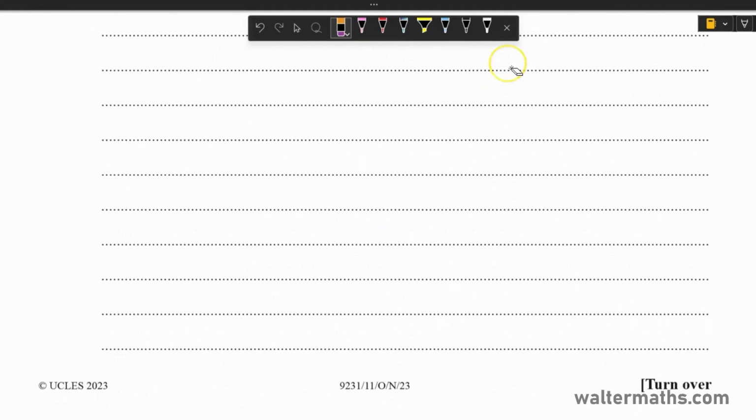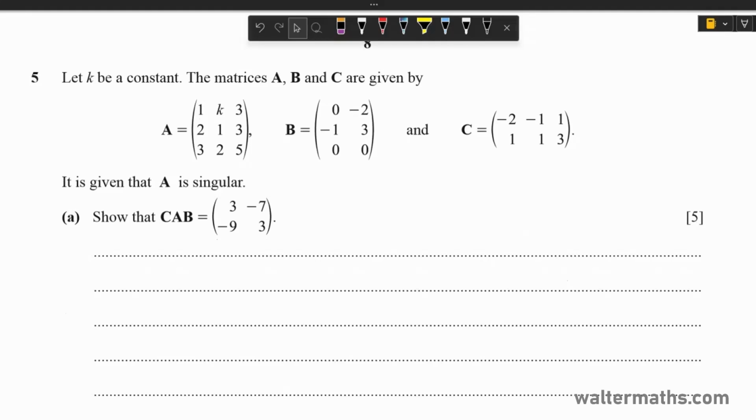Let's now move on to question number 5. They say, let K be a constant. The matrices A, B, and C are given by A is equal to this, B to this, and C to this. It is given that A is singular. So on A, show that CAB is equal to this.